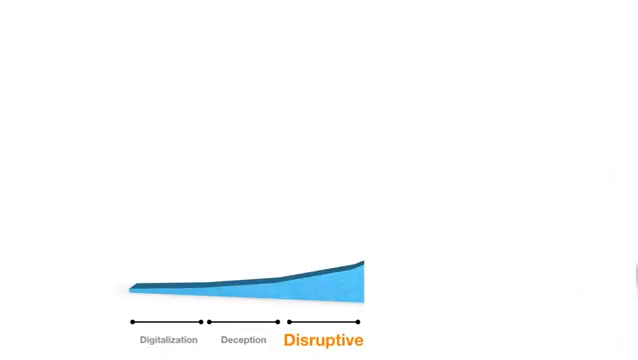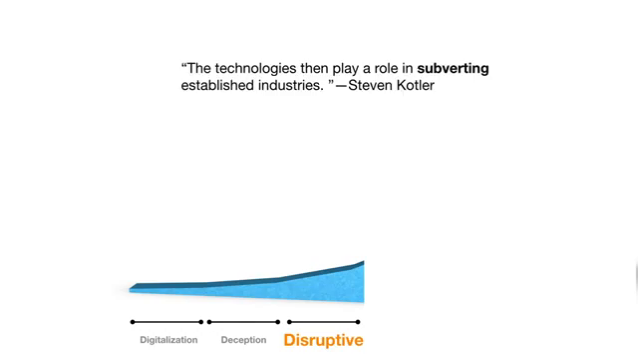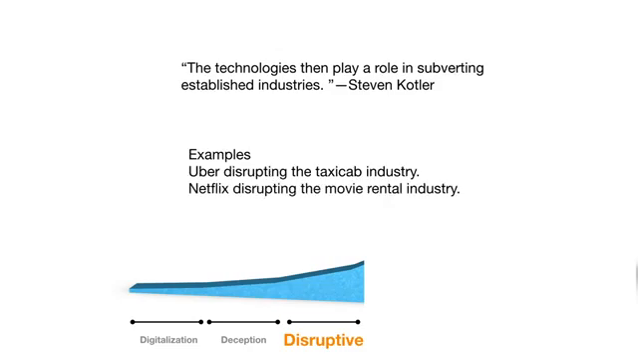So that's the next step. When there is some time and that exponential technology works its magic, and we have this very disruptive phase. So these technologies then play a significant role in subverting established industries. Examples might be Uber disrupting the taxi cab industry today, Netflix disrupting the movie rental industry, HD camera phones, and Instagram disrupting Kodak and other film manufacturers.